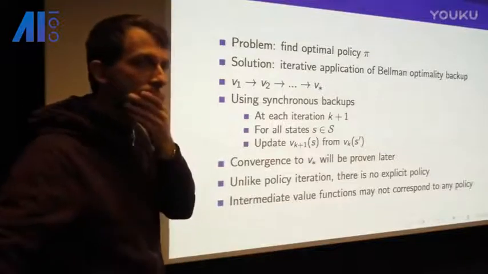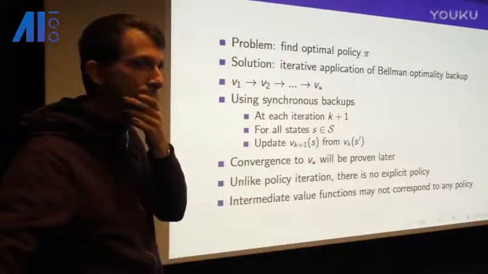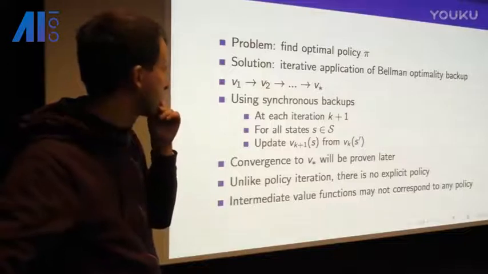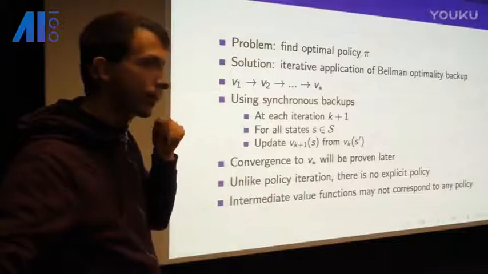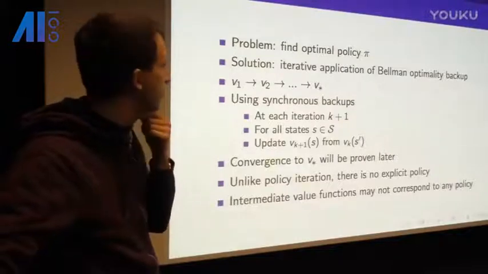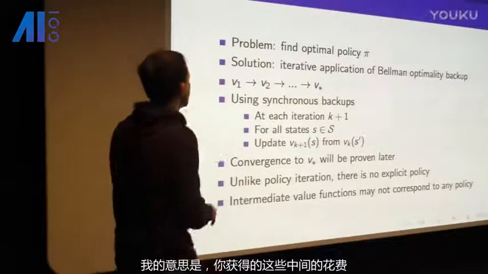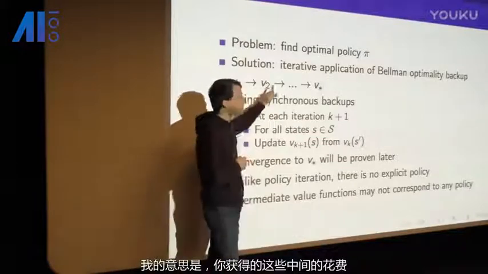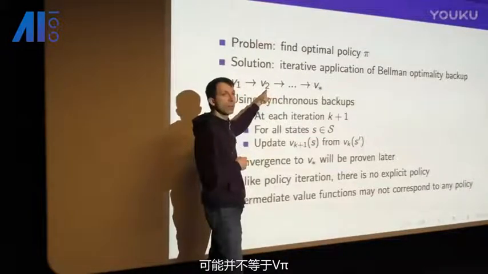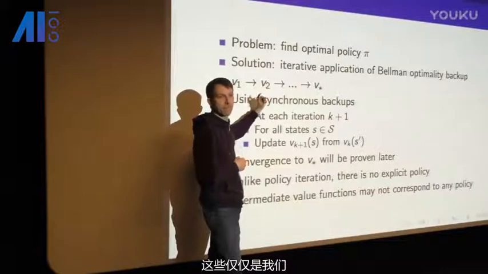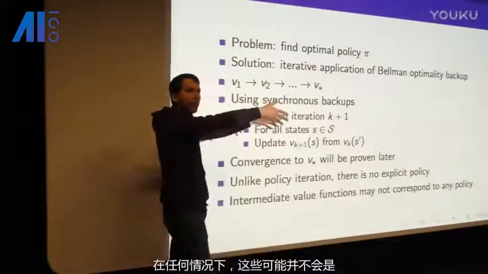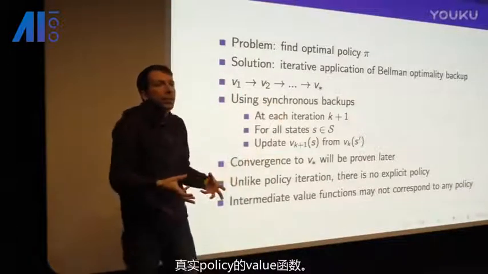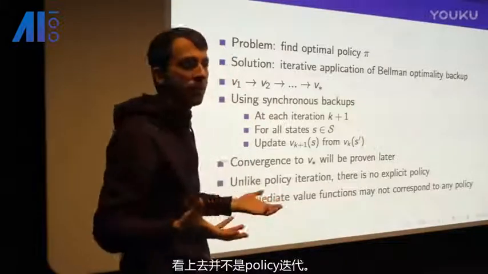Well, what do you mean that this value iteration could not correspond to any particular policy? So I mean that the intermediate v's that you get may not equal v pi for any pi. They're just intermediate constructs that we've created by iterating some algorithm, and at any given moment they might not be the value function of any real policy.